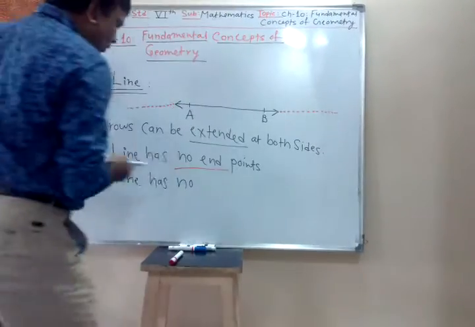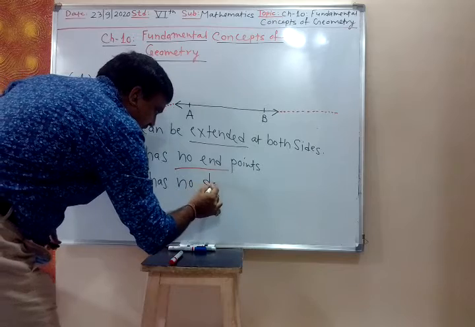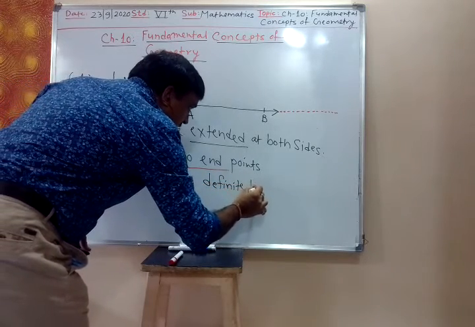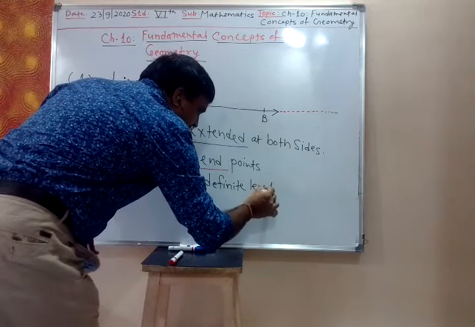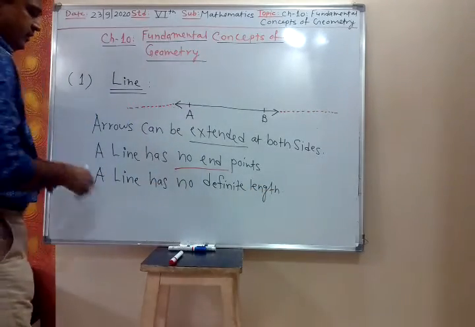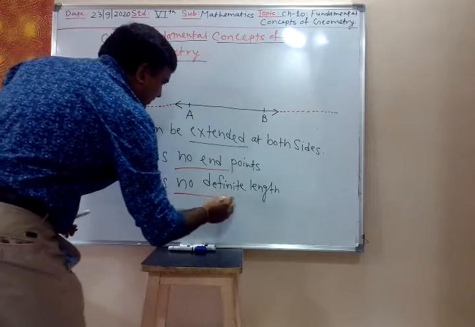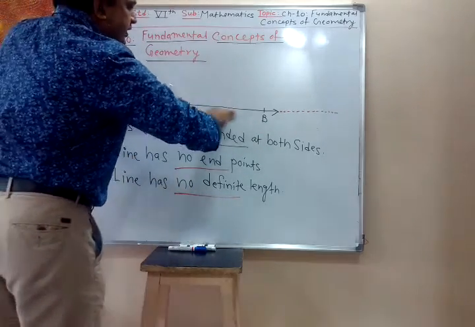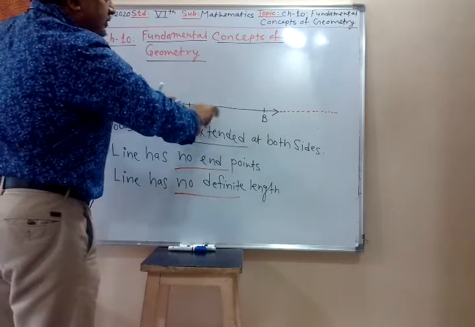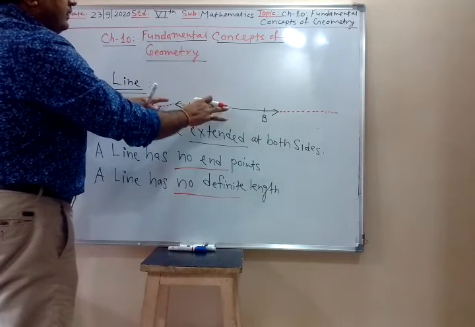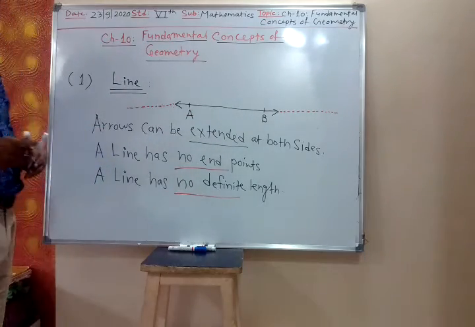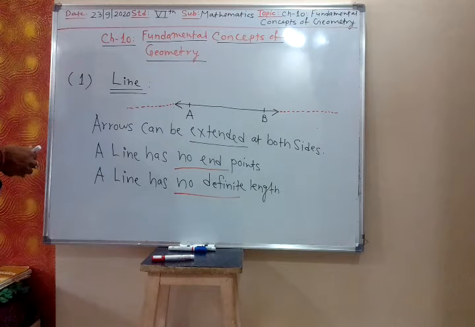A line has no definite length. Definite means fixed. A line can be extended at both sides, so it has no definite length. Since it can be extended from each side, the length is not fixed because the line can be extended from both the arrow sides.